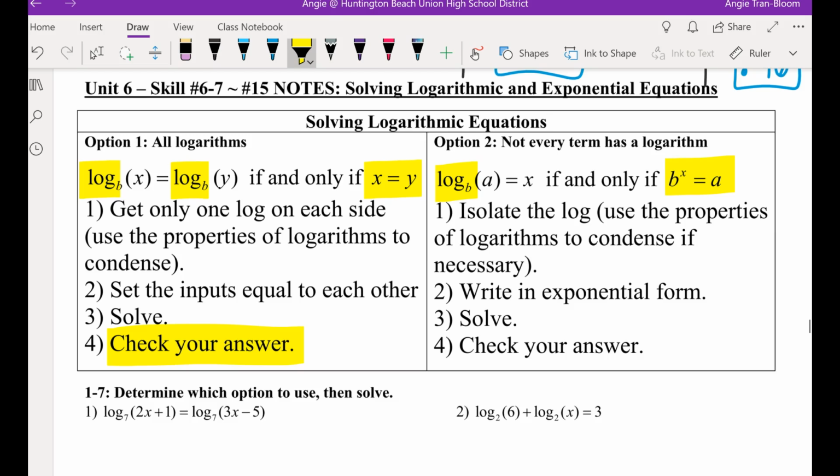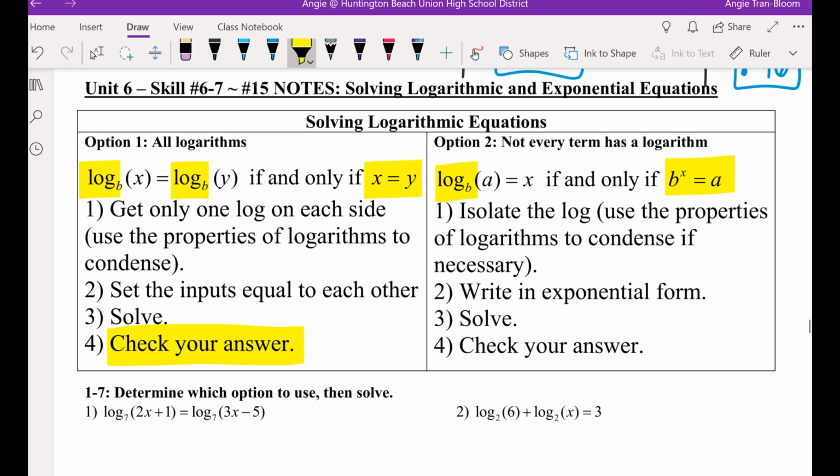So, can you, Nico, help me read number 1? Keep on going. Use the properties of the logarithm, if necessary, to condense. You're right. If you have a lot of logs on one side and there's no log on the other side, before you can rewrite it in exponential, you have to condense all of the logs.